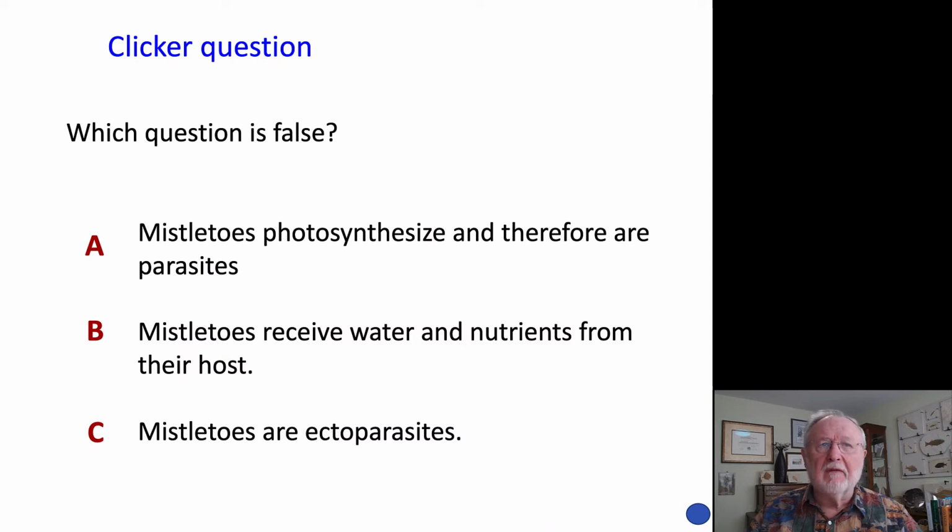At this point, we'd have a clicker question. Which statement is false? A, mistletoes photosynthesize and are therefore parasites. B, mistletoes receive water and nutrients from their host. C, mistletoes are ectoparasites. The incorrect answer is A. They do photosynthesize, but because they photosynthesize doesn't mean that they would necessarily be a parasite. That combination is not obligatory.